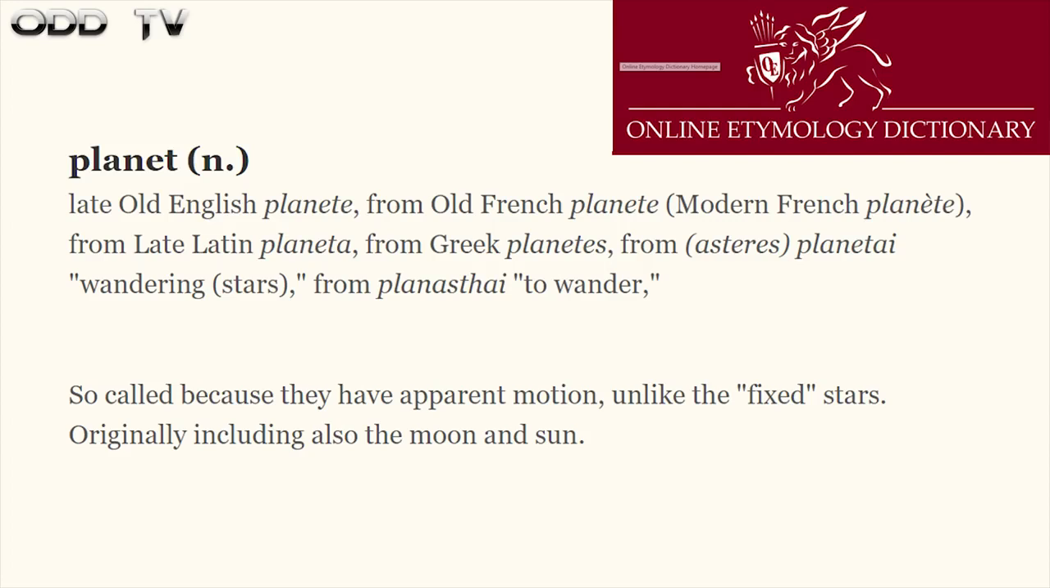Now let's keep going. From planetes, to wander, so called because they have apparent motion unlike the fixed stars. Originally included also the sun and moon. Okay, so they move in a completely different way than the regular uniform stars that all move the exact same. Also, Earth was originally not included because it's not a planet, it's a plane.